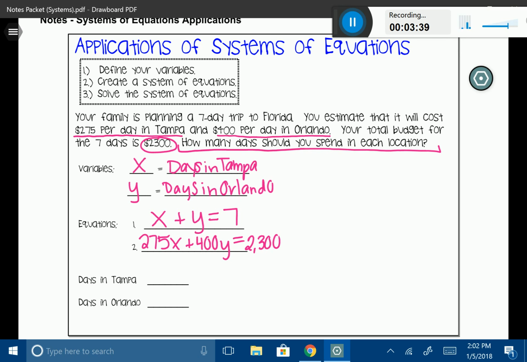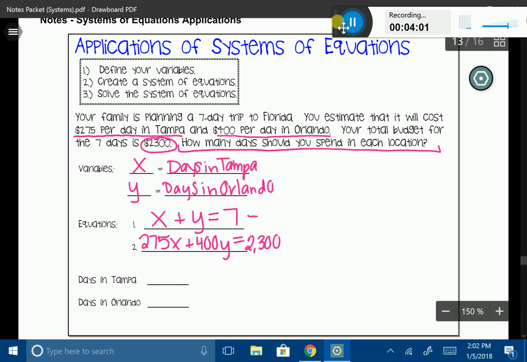Now that I've created my system, I can go and solve it. Now, this is where we need to ask ourselves, what is the best method to solve the system of equations? We have the graphing method, we have elimination using adding and subtracting, we have elimination with multiplication, and we have substitution. After looking at this, I personally think substitution would be the best method because I could take that first equation and solve it for one of the variables. I'm just going to go ahead and solve it quickly for X. That would give me X equals 7 minus Y.